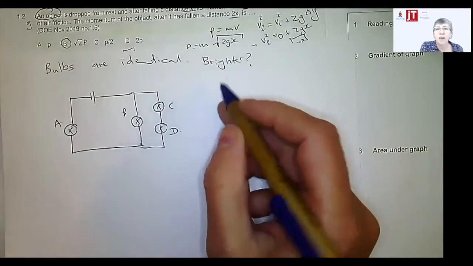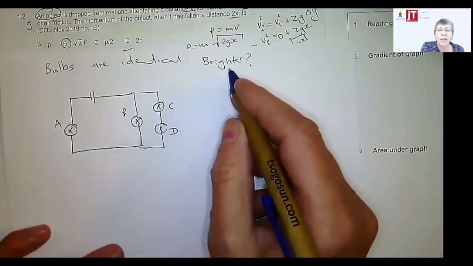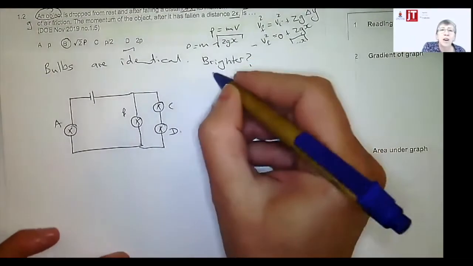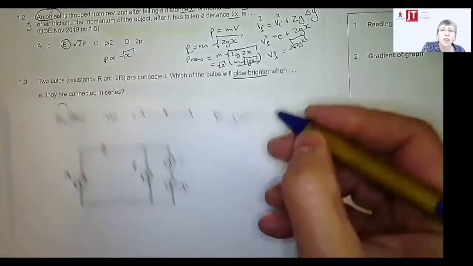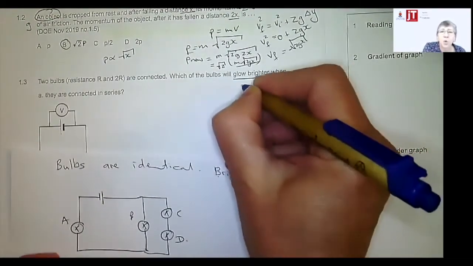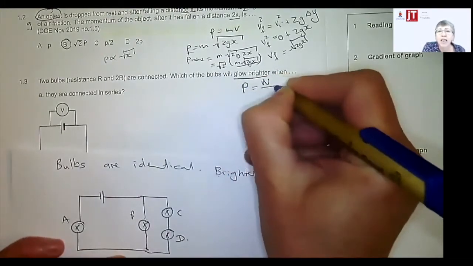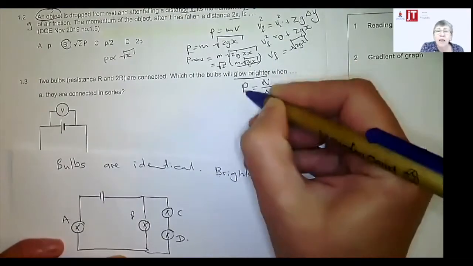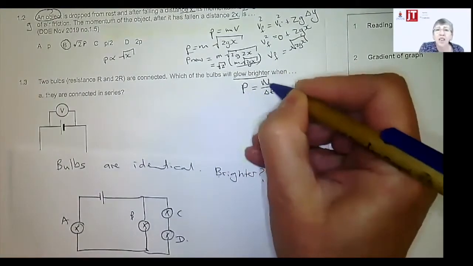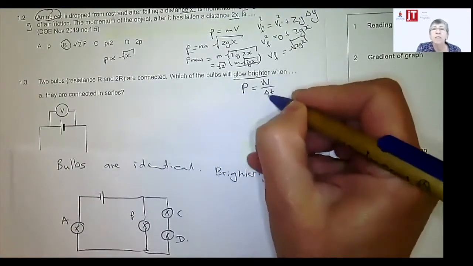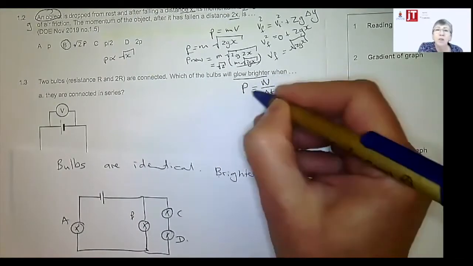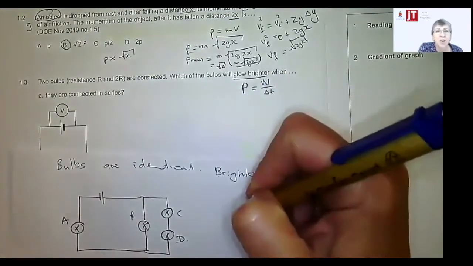Now, that was fine for grade 10, but in grade 11, you know a lot more, and you should know that glowing brighter is all about the power. Power is how much energy is released per second. If that bulb releases more light energy per second, then it's going to be brighter. So it's actually about P and not about I.